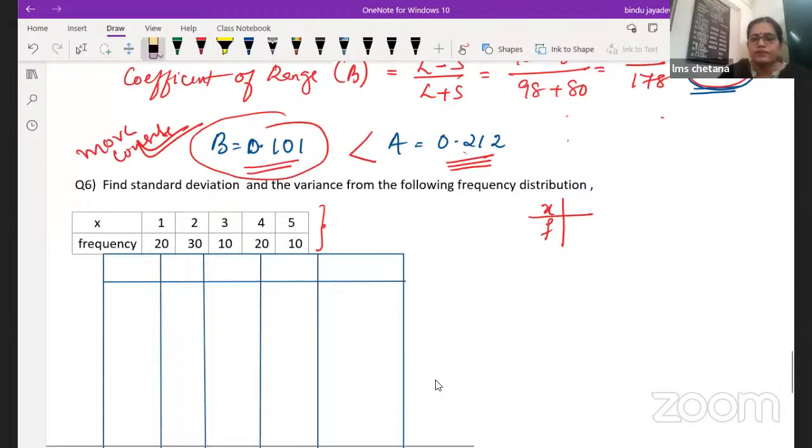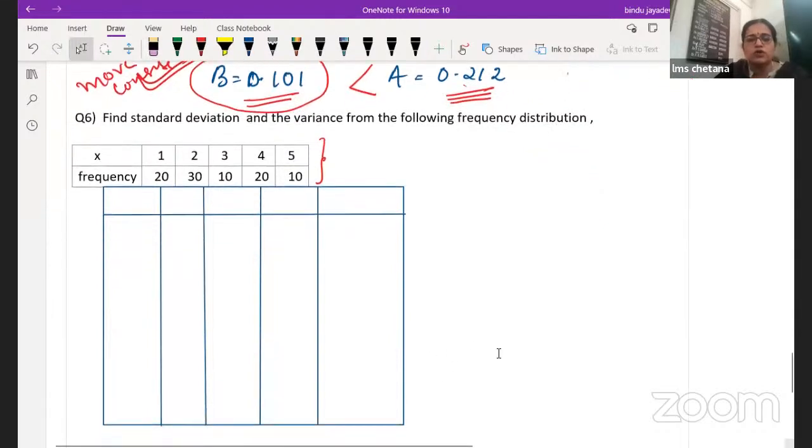Now here, what are you going to do? First step, step number 1. You are going to construct a table, which consists of 5 columns. Always in statistics, the first 2 columns are going to be the question information. Here the question gives X, so you write X in column 1, and column 2 is frequency.